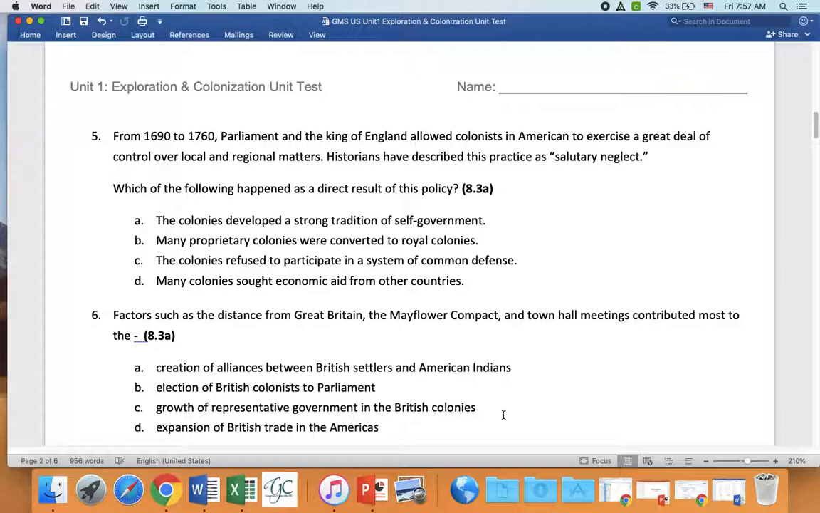A, the colonies developed a strong tradition of self-government. B, many proprietary colonies were converted to royal colonies. C, the colonies refused to participate in a system of common defense. Or D, many colonies sought economic aid from other countries.